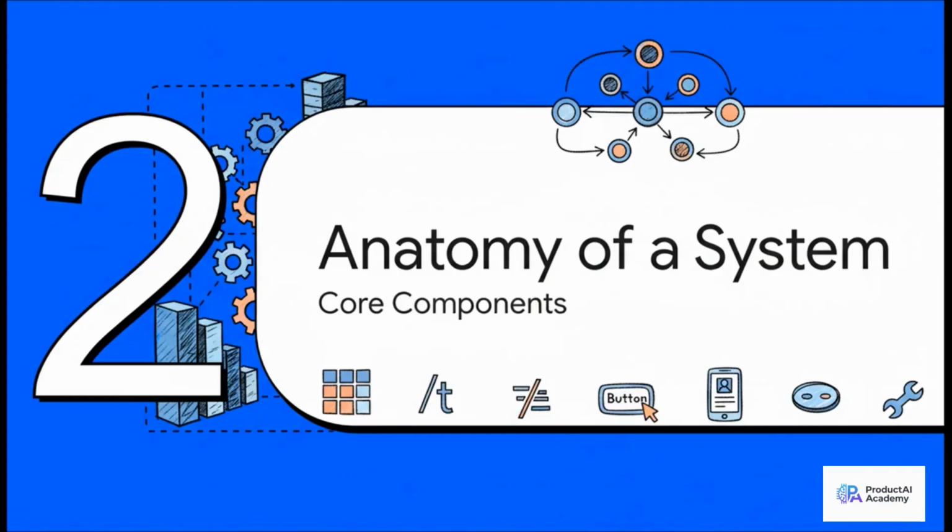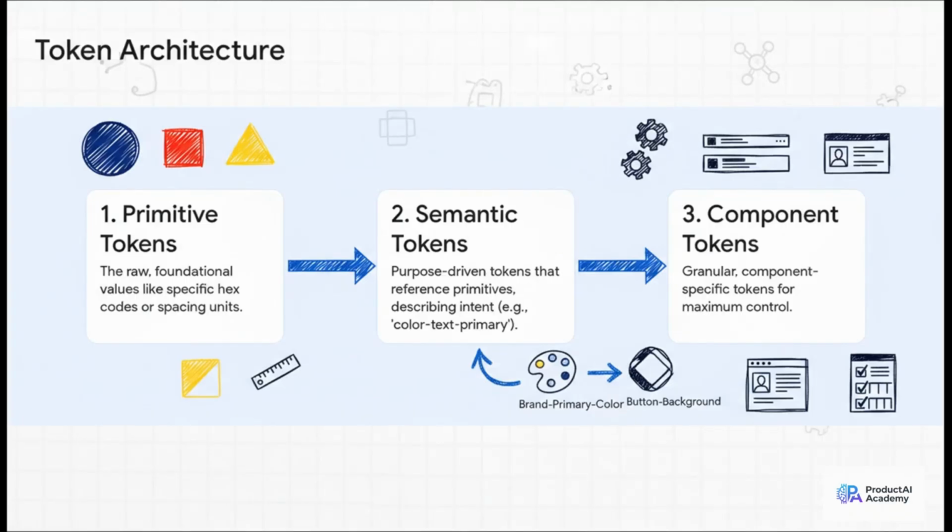All right, so we've established the why. Now, let's break down the what. What are the core components that actually make up a robust, scalable design system? Let's look under the hood. You know, the foundation of any truly modern design system is built on design tokens. It's best to think of this as a three-tier system of logic.